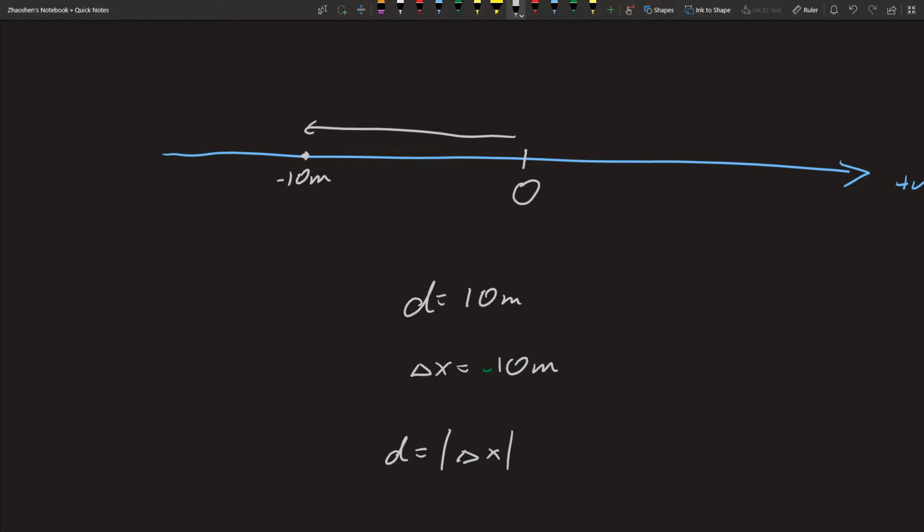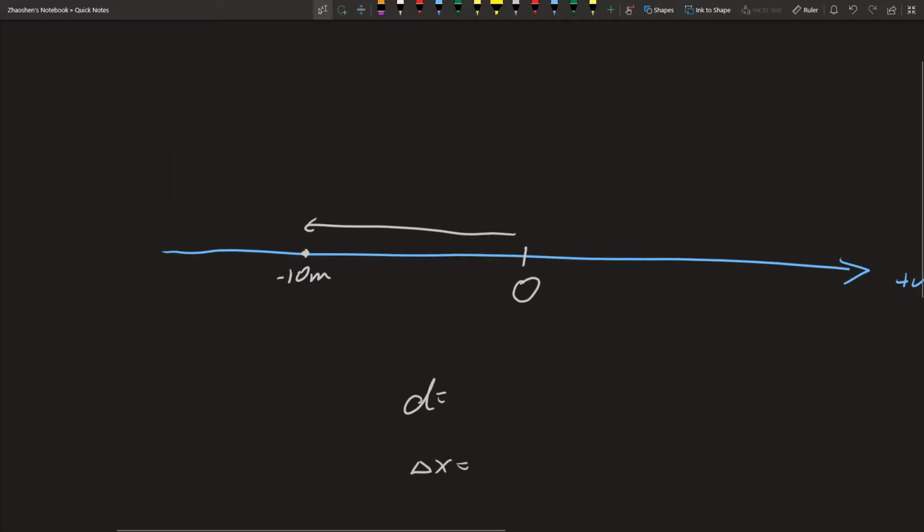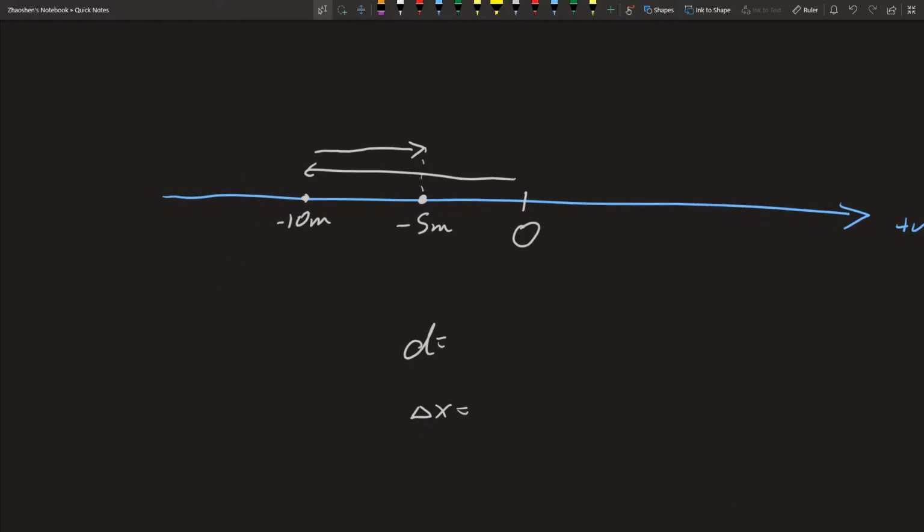I'll give another example that kind of contradicts this. Say that I moved 10 meters to the left, and then I moved 5 meters to the right. That means I will end up at negative 5 meters. So I started by moving 10 meters to the left. Then from that negative 10 meters, I move to the right 5 meters. My distance is the total distance traveled, right? First of all, I move 10 meters to the left, so distance is 10 meters, plus 5 meters to the right, which is 5 meters, right?